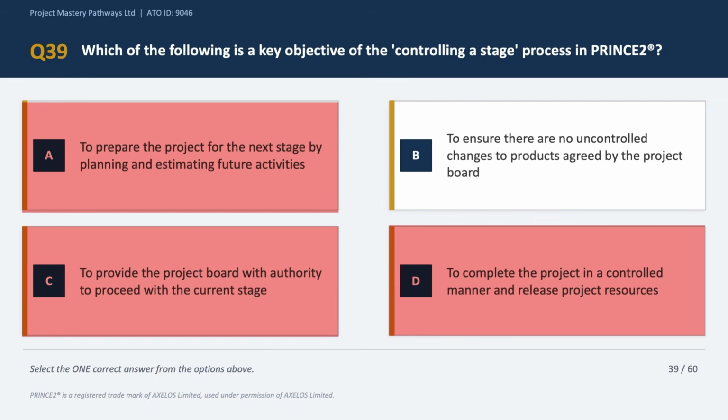Now option B says to ensure there are no uncontrolled changes to the products agreed by the project board. Now this is the correct answer choice because controlling a stage is about managing work, monitoring progress, and maintaining control over scope and products. Change control is absolutely central to this entire process. Okay, so the correct answer is option B.